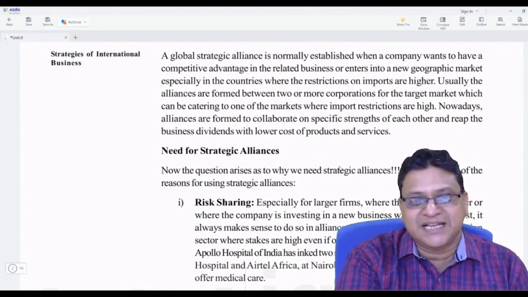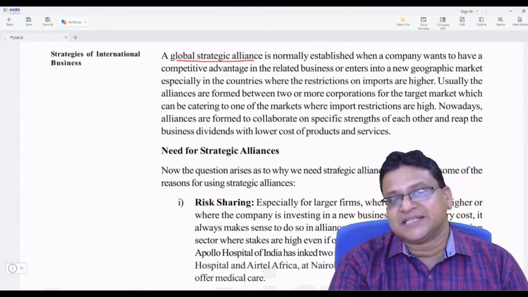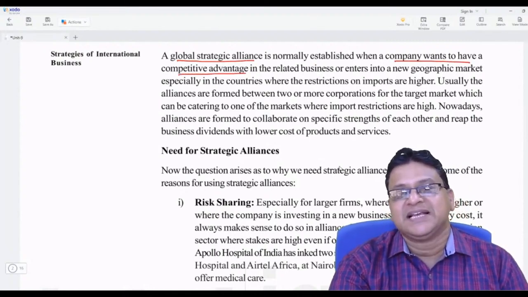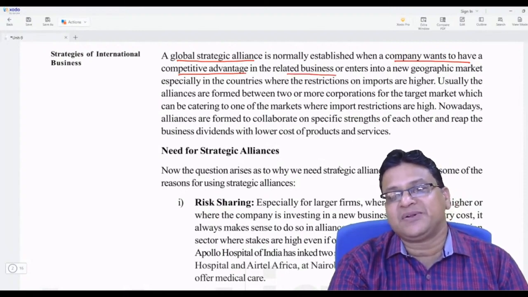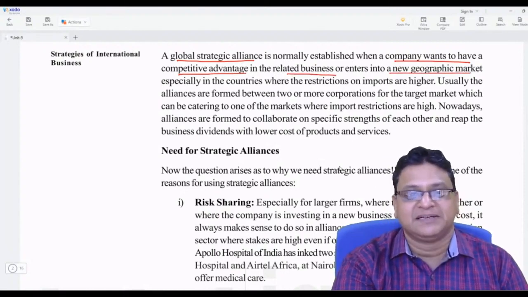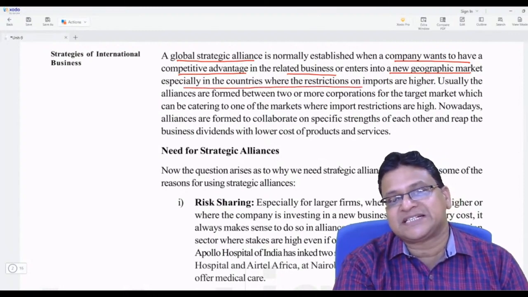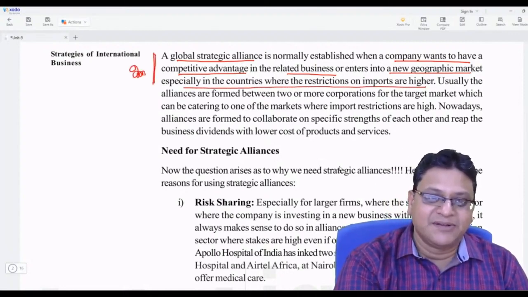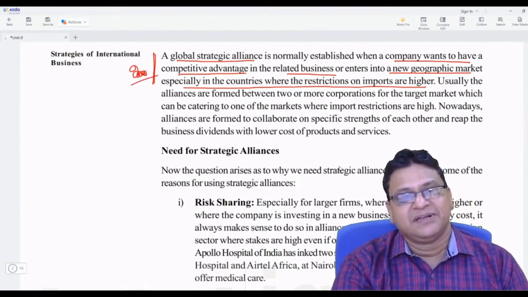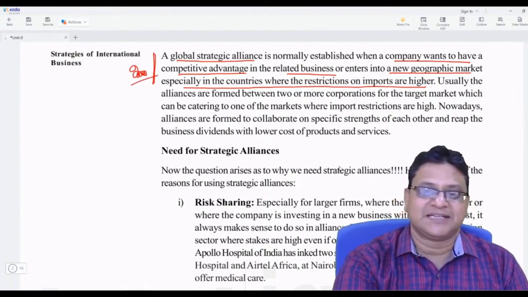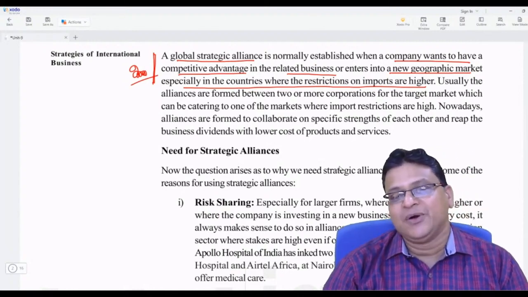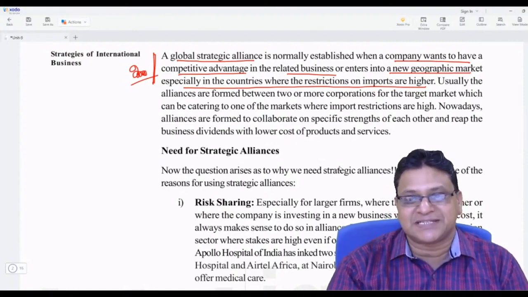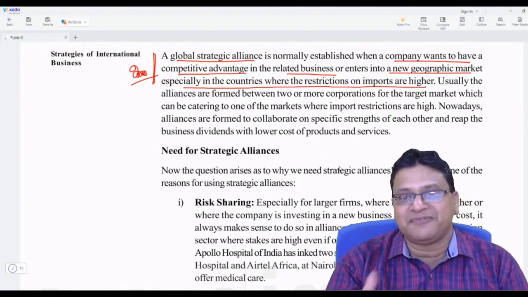A global strategic alliance is normally established when a company wants to have a competitive advantage in a related business or enters into a new geographic market, especially in a country where restrictions on import are higher. What does it mean? What is a global alliance? The alliance may be of two types, local alliance and global alliance. A global alliance is created when a company wants to have a competitive advantage in a related business or enter into a new geographic market.